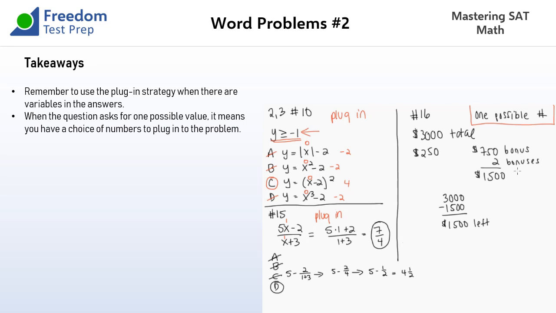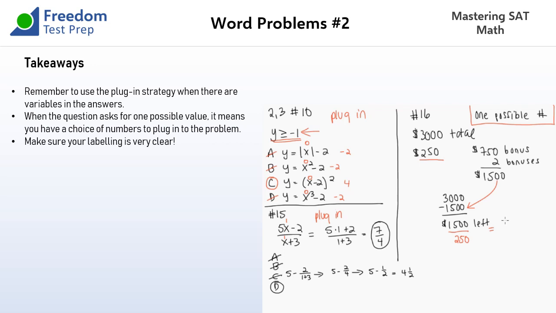See what I'm doing? See how I'm labeling everything and everything is clear. We started with the 3,000. We took this, let me do this in a different color here. We took this $1,500 and we put it here and we're subtracting it out from the total. That gives us $1,500 left. Now, if we want to find out the total number of $250 bonuses, we're going to just divide this by 250. And that is going to tell us how many bonuses we have of the $250 type.